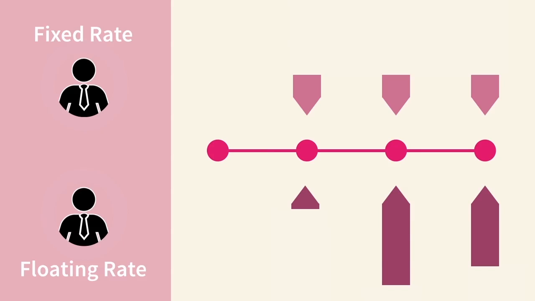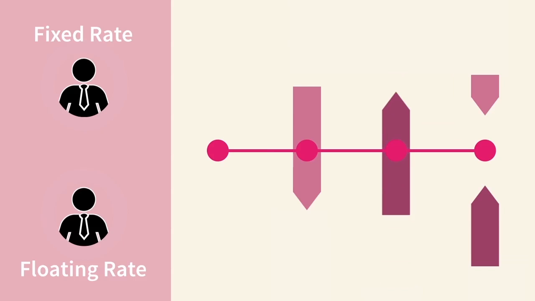In the first period shown here, the floating rate is lower than the fixed rate, so the fixed rate payer will pay the difference in rate to the floating rate payer. In the second period, the floating rate is higher than the fixed rate, so the floating rate payer will pay the difference to the fixed rate payer.